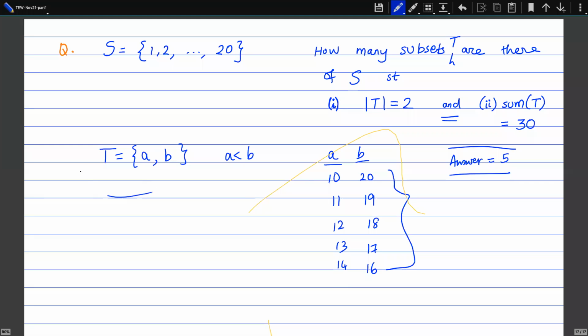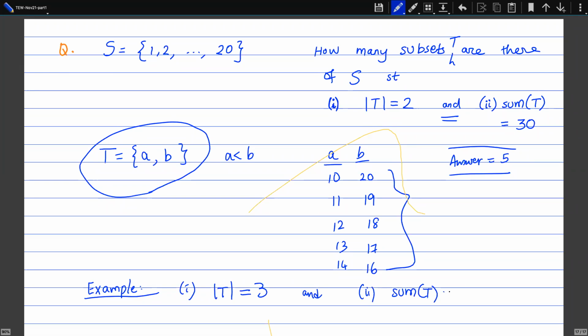So this basic idea of giving these elements names and then fixing one and seeing how many possibilities there are for the other is a very, very useful and widely applicable approach. So let's see if we can do the next possibility. What if I change this problem so the subset cardinality is 3 and the sum is 30? Any suggestions?